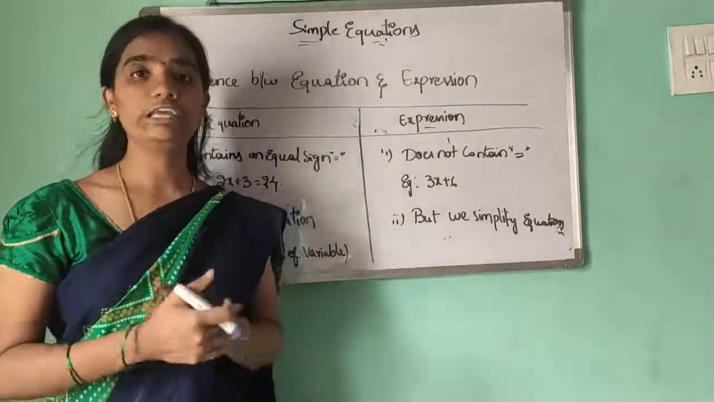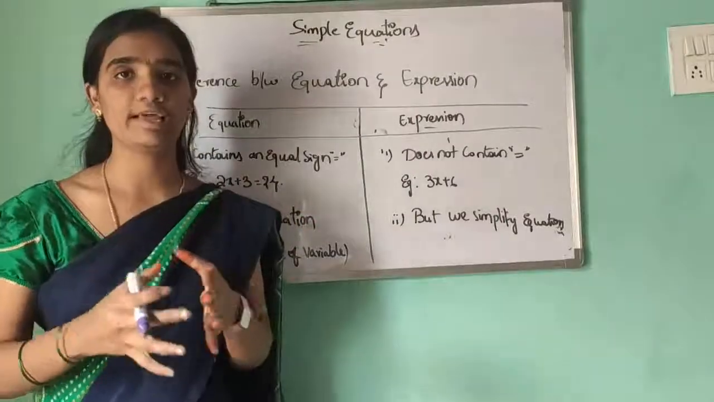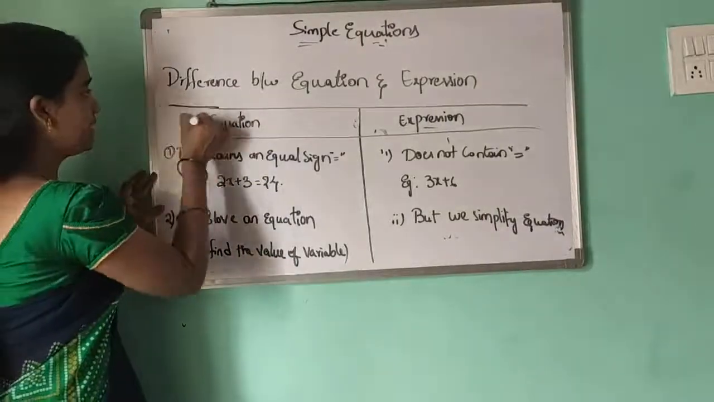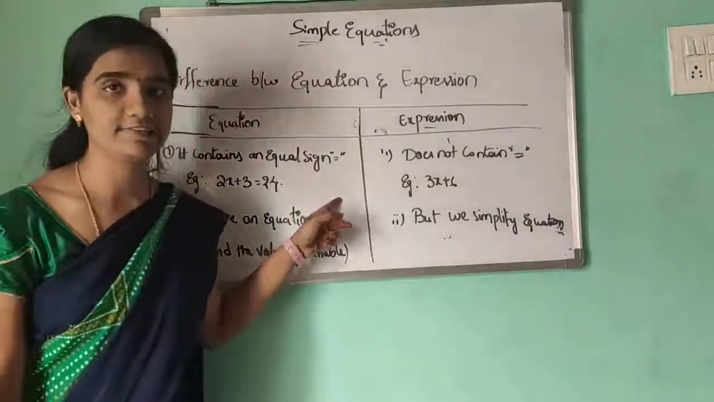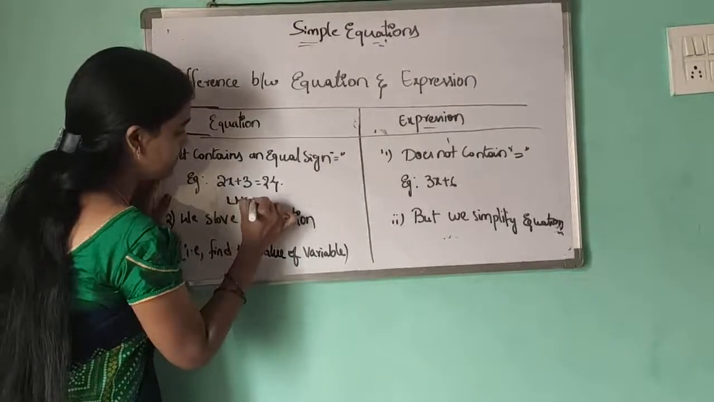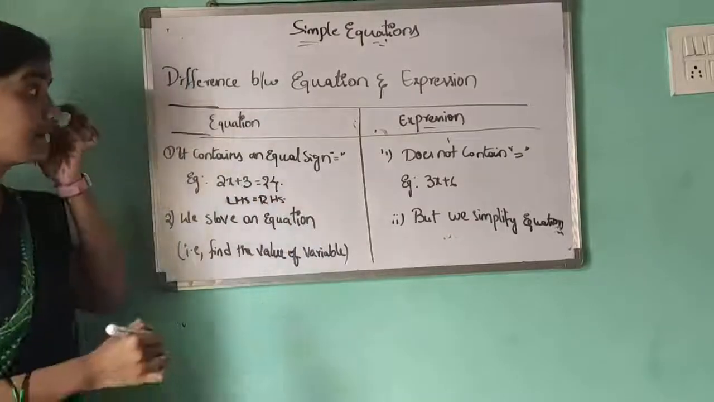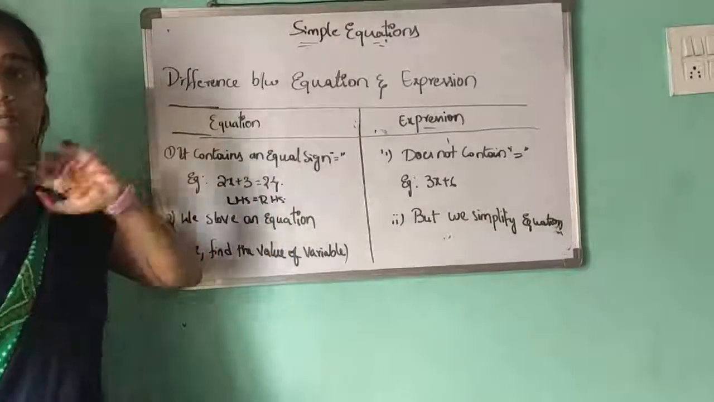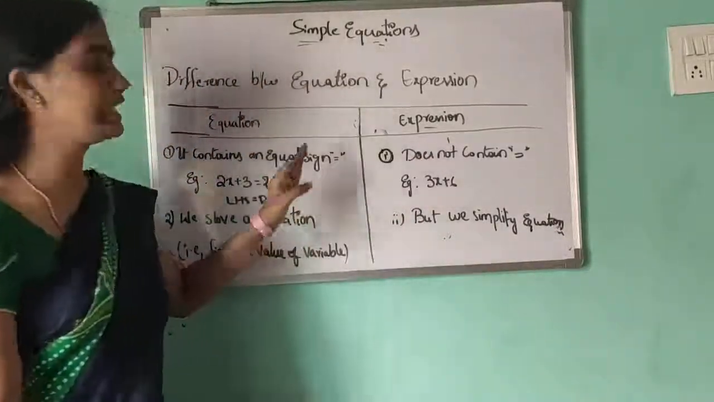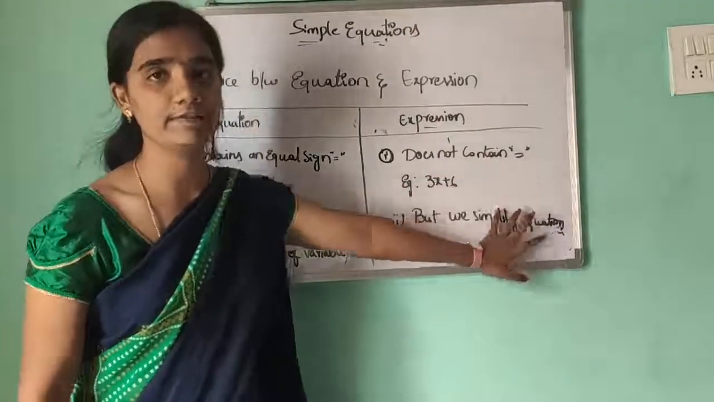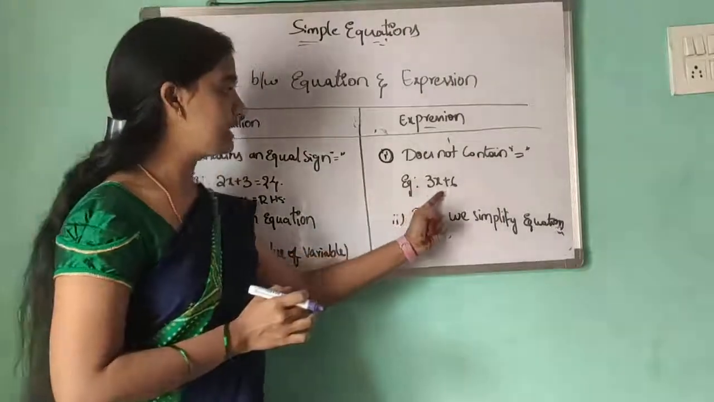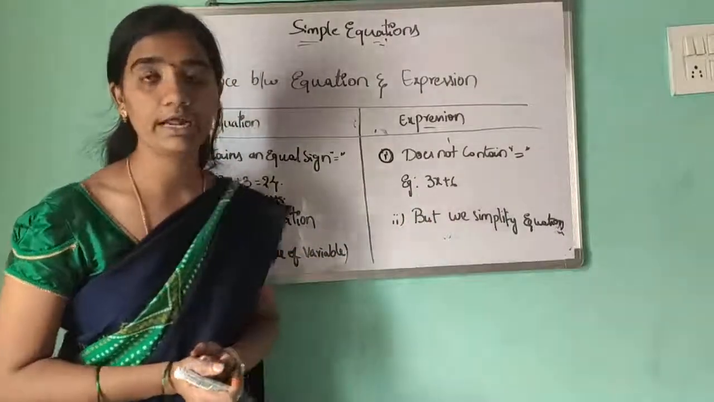We already know an equation means it has an equal to sign, LHS equal to RHS. First, an equation contains an equal sign, for example, 2x plus 3 equal to 24. That means LHS is equal to RHS. Coming to an expression, it does not contain an equal sign. It is not mandatory that LHS equals RHS. For example, 3x plus 4 does not contain an equal sign.